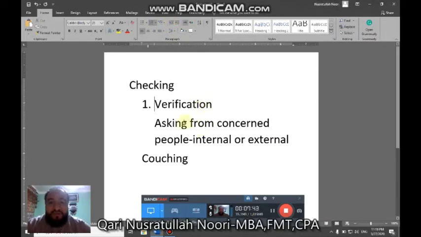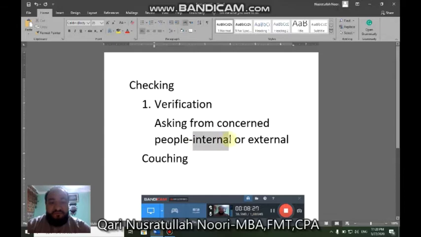What is verification? Verification is asking from concerned people, right? So the auditor asks questions from concerned people. Who could be the concerned people? Internal. Internal are those employees who are involved with a transaction, right? It could be from the purchase department, the procurement department, the finance department. It could be a cashier, a finance manager, whoever is involved with that transaction which is under verification, that individual is called a concerned individual or concerned people.